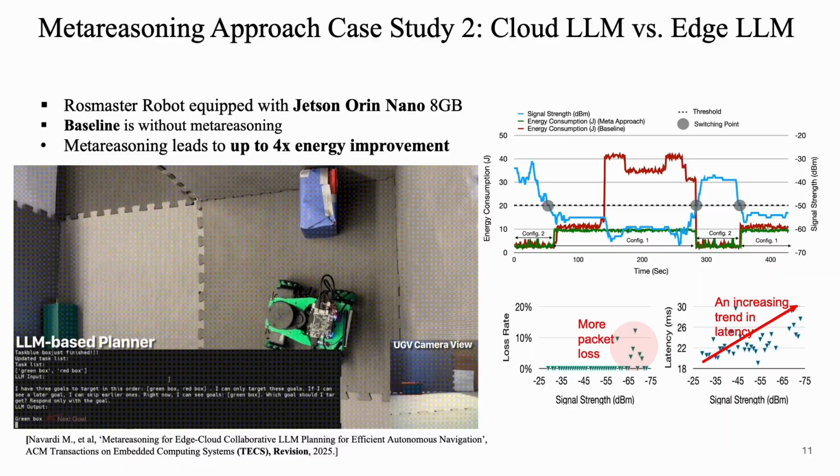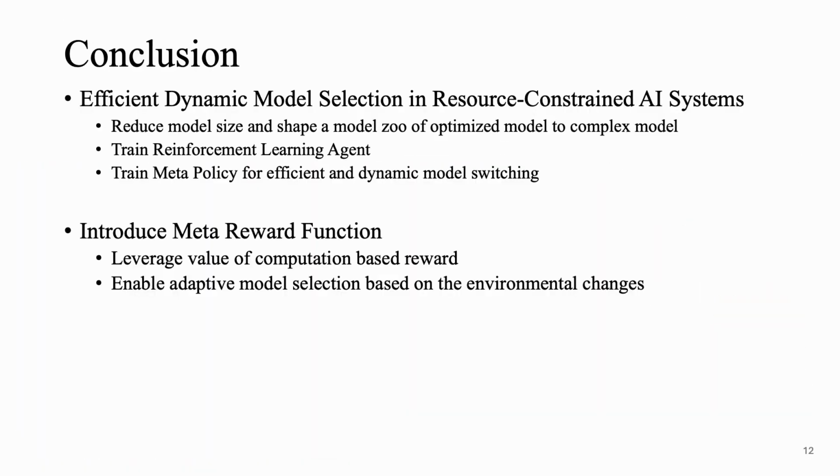To summarize, my focus is on meta-reasoning for efficient dynamic model selection in resource-constrained AI systems. I began by applying model reduction techniques to significantly shrink model size. This model zoo serves as the basis for selecting the most appropriate model using a meta policy. To guide this selection, I introduced a reward function for training the meta policy. Finally, this policy will be trained in an interactive environment to enable adaptive model switching in real time.